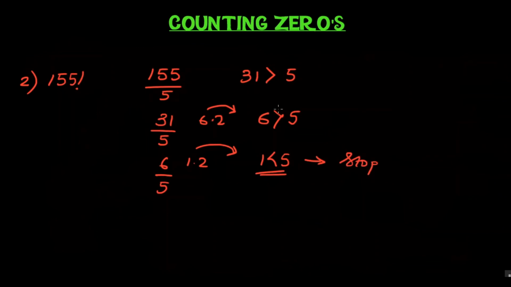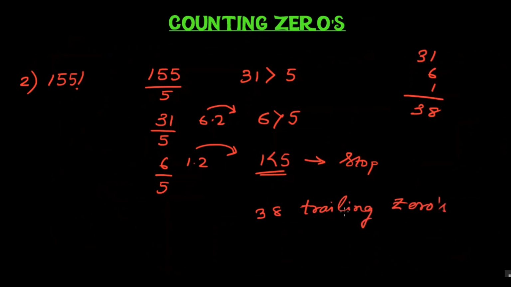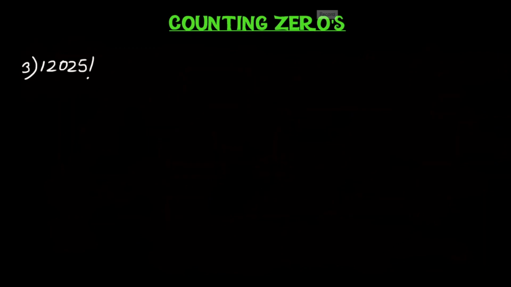We'll add the integral parts we found out. So we'll add 31, 6, and 1. It gives us 38. So 155 factorial will have a result which will have 38 trailing zeros. Let's try it for another example.